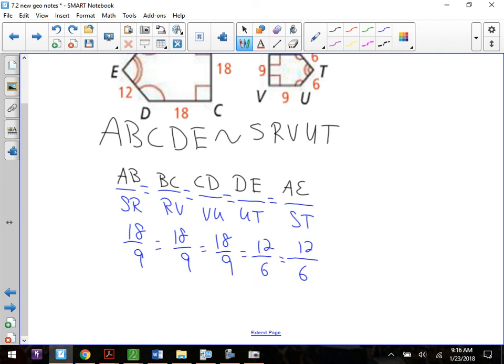Do all those apply to be the same exact fraction? What's the scale factor? 2 to 1, very good. 2 to 1. It would be 1/2 if you went right to left. So would it be wrong if you wrote your statement as SRVUT is similar to ABCDE? It would be perfectly fine if you flip-flopped it, but then your fractions would be flip-flopped.